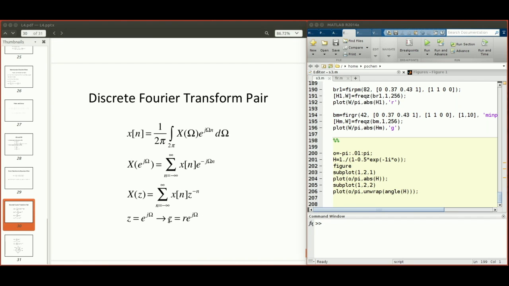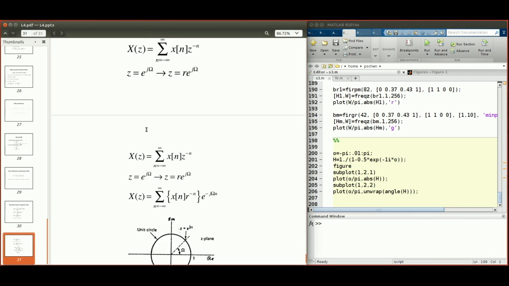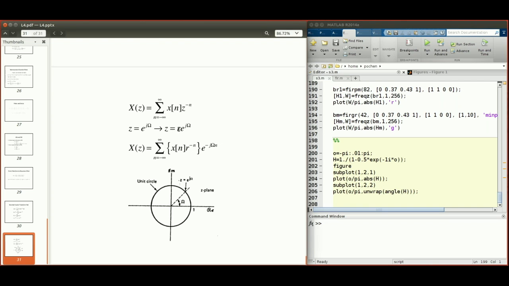Now let's bring z equals r e to the j omega back into the Z-transform formula. We have generalized z from just e to the j omega on the unit circle to some arbitrary complex number. You have an r, which is the length, and e to the j omega, where omega is the angle of that vector. But this vector can now be at any place on the complex plane; it doesn't have to be restricted to the unit circle. So X(z) equals the sum of x[n] times r to the minus n power, and then e to the minus j omega n. Then we can group those terms together: x[n] multiplied by r to the minus n, and then e to the minus j omega n.